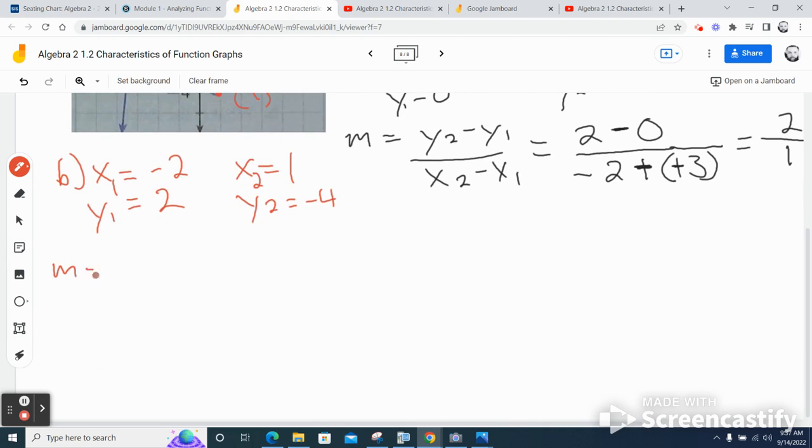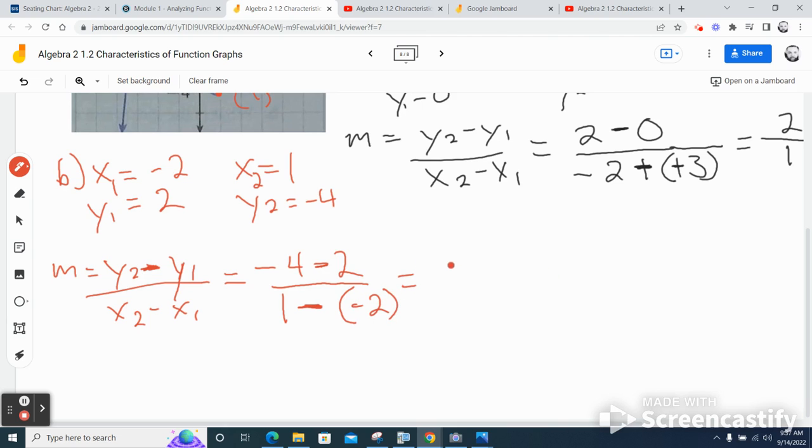So then my slope is equal to y sub 2 minus y sub 1 all over x sub 2 minus x sub 1. Y sub 2 is -4. I have this minus sign here, so I'm going to subtract y sub 1 from that, which is just 2. X sub 2 is 1. I'm going to subtract. X sub 1 is -2.